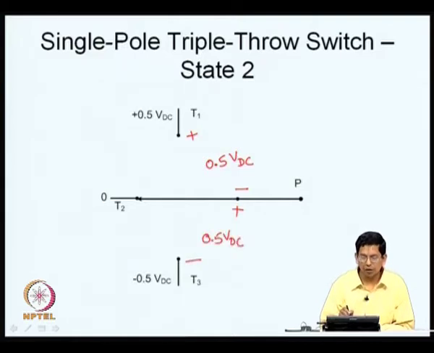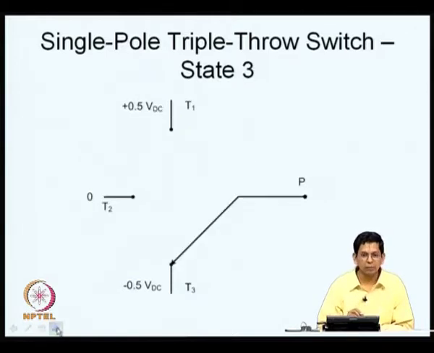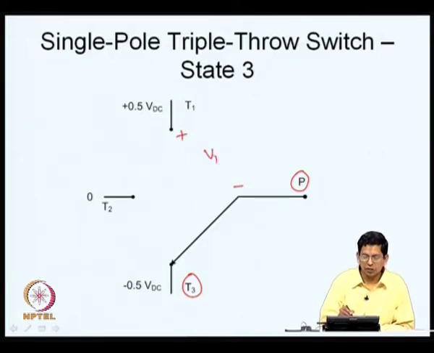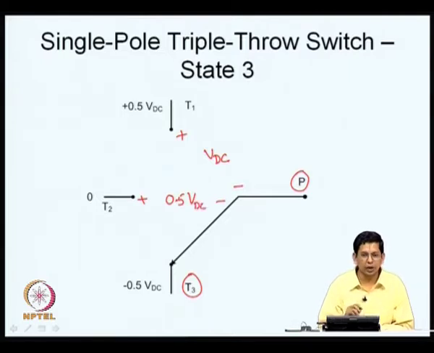Once again you go to state 3, where the pole is connected to the bottom throw T3. Between P and T1, T1 is positive, P is negative, and the potential difference is VDC. So, these switches are in the off condition and they are blocking a potential equal to VDC, and similarly the devices that come between P and T2 block a potential which is equal to 0.5 VDC, as indicated here. So, this is what you have now.